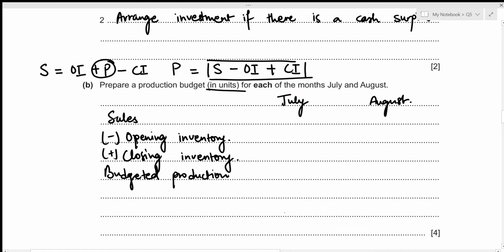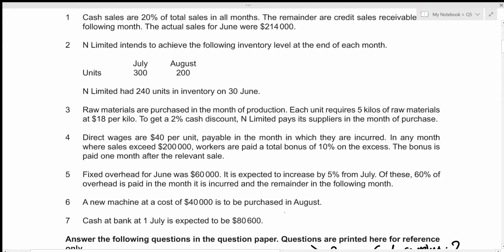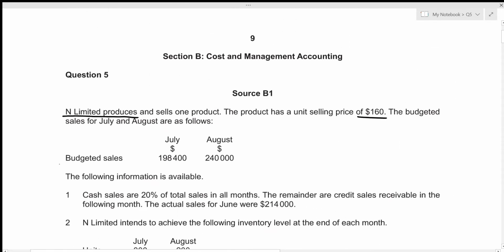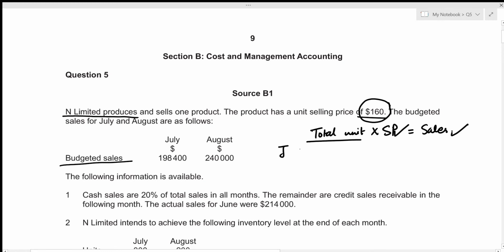Now let's figure out our sales unit for these 2 months from our given information. We are given the total budgeted sales for these 2 months, and we are also given the unit selling price. And what we know is that total units times the selling price per unit gives us the total sales, right? So we are given the sales as well as the selling price, and we need to figure out the total units sold. So for the month of July, that's just going to be the total sales, which is 198,400 divided by the unit selling price of 160. So this gives the number of sales in the month of July to be 1240.